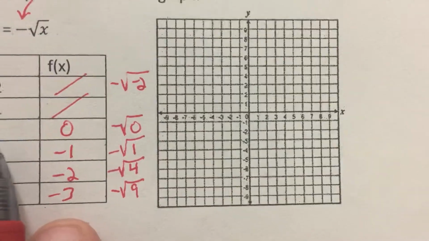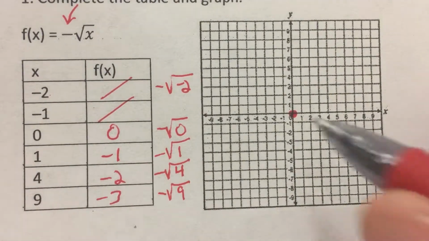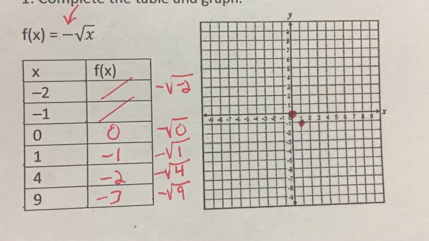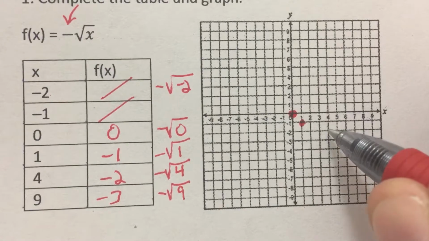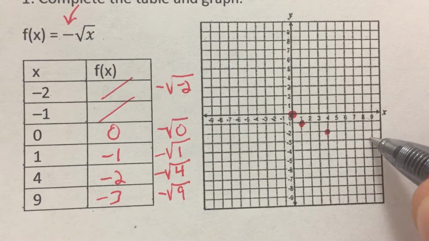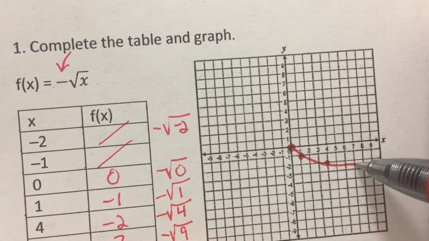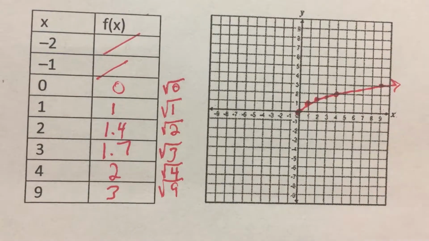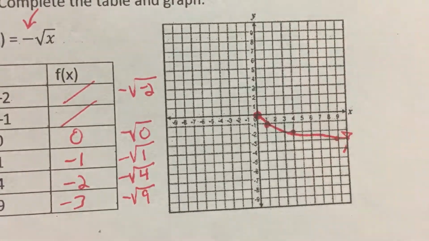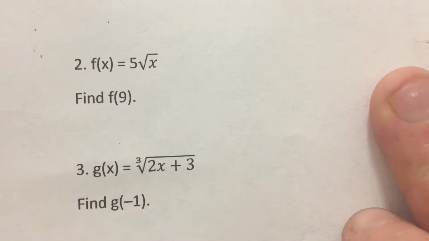So again, I can plot the first point of 0, 0, the origin. Then 1, negative 1 would be to the right 1 and down 1. 4, negative 2 would be to the right 4 and down 2. And 9, negative 3 would be to the right 9 and down 3. If I were to connect these, we would see that this function looks like so. And notice that it basically looks the same way this one does, it's just been flipped over, right? We call that a reflection, and we're going to talk more about that next class, the fact that negative signs actually reflect your graphs.